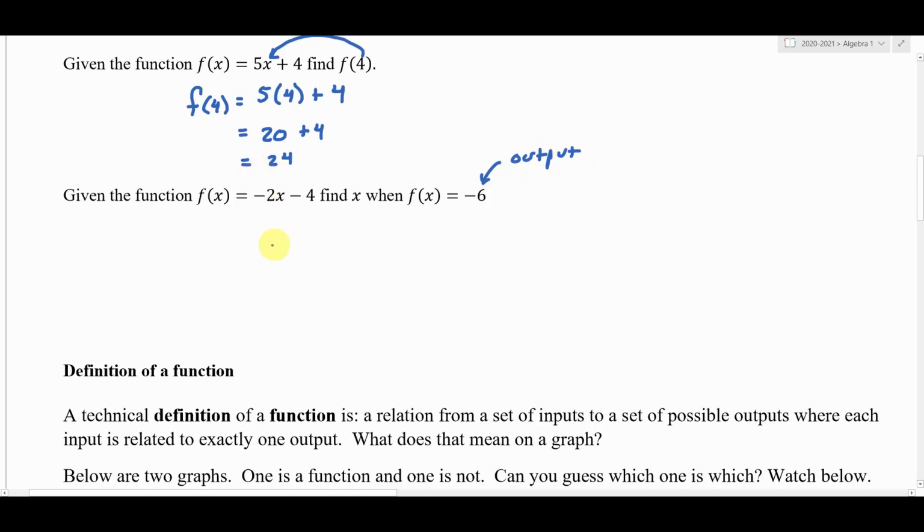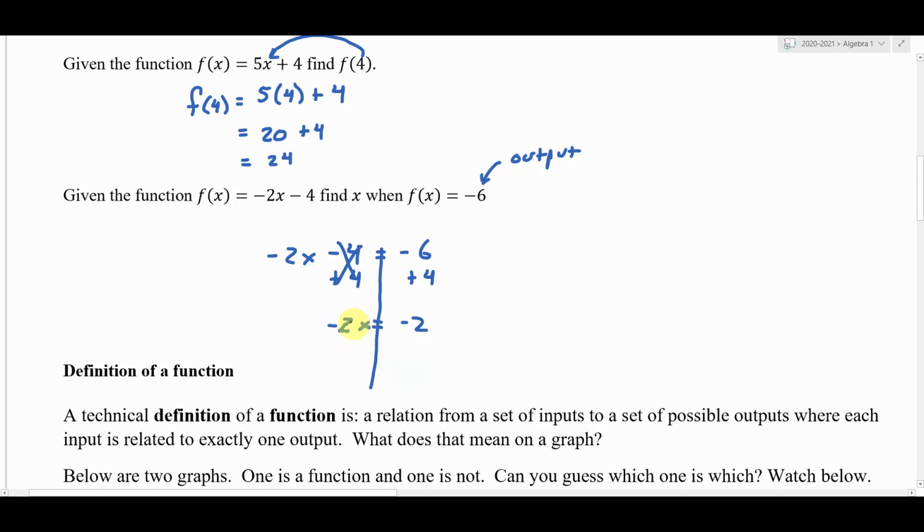Okay. So that means I want to do negative 2x minus 4, and when I do this, I want to get a negative 6 on the other side, right? I want that negative 6 to be the output. So to figure out what number to put in for x to make that happen, I'm going to use my equation solving skills, and I'm going to start by adding 4 to both sides. Okay. So the 4's will cancel there. We'll be left with a negative 2x, and then negative 6 plus 4 is negative 2.